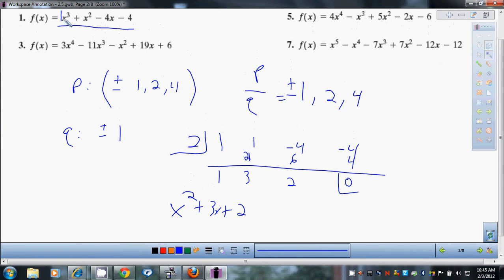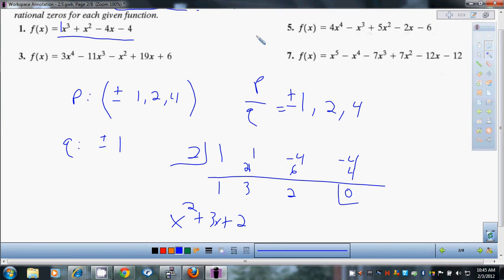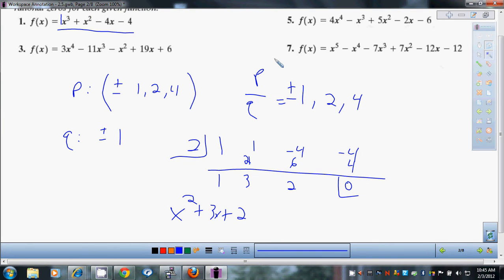That came from the original: 1, 1, negative 4, negative 4. For all of these, the fastest way to do it is just to actually plug them into the equation. So 1 cubed plus 1 squared minus 4 times 1 minus 4.